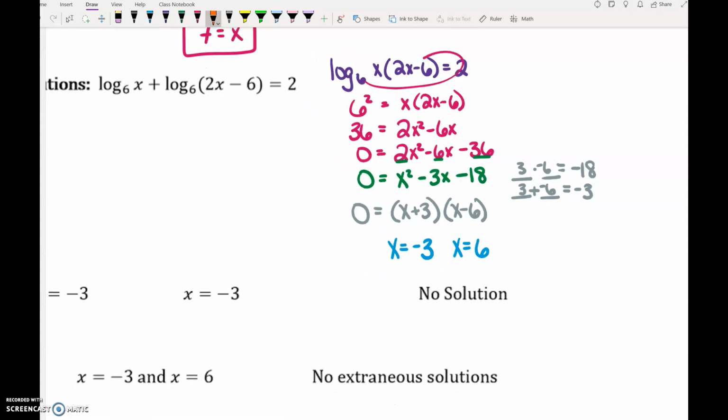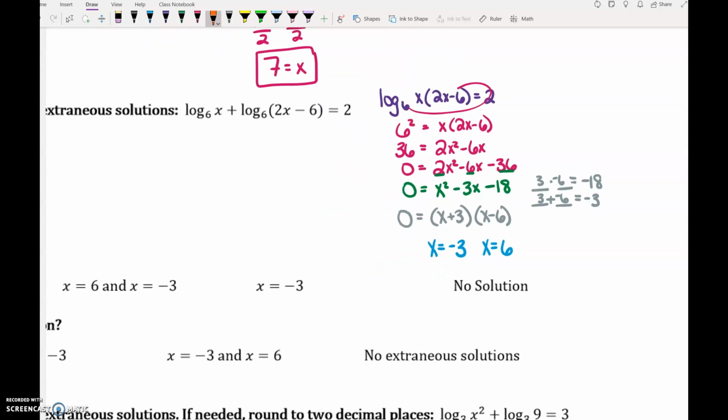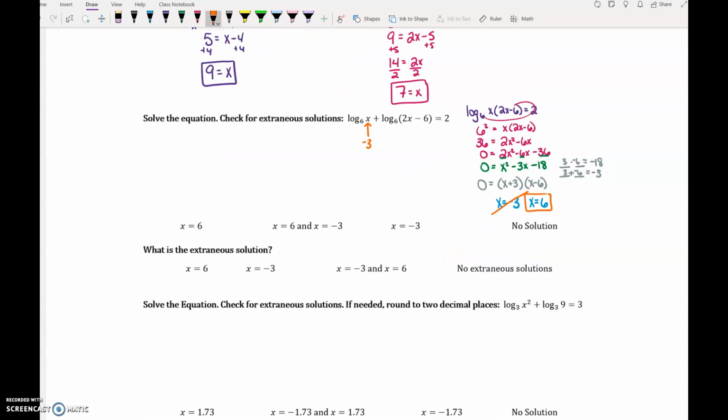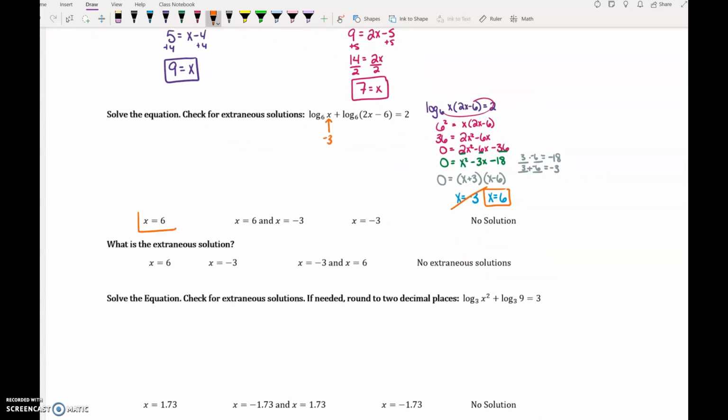But make sure that you check these solutions, because right here, if I plug the negative 3 in here, we'd have log base 6 of negative 3. You can't have the log of a negative number, so that solution gets thrown out. 6 would be a positive number. 2 times 6 is 12. 12 minus 6 is positive. So 6 is our correct solution. So we would want to select only x equals 6.